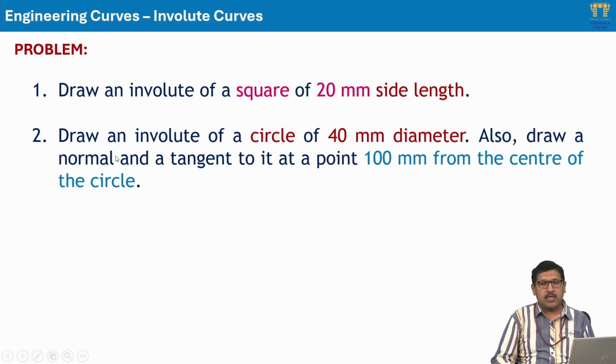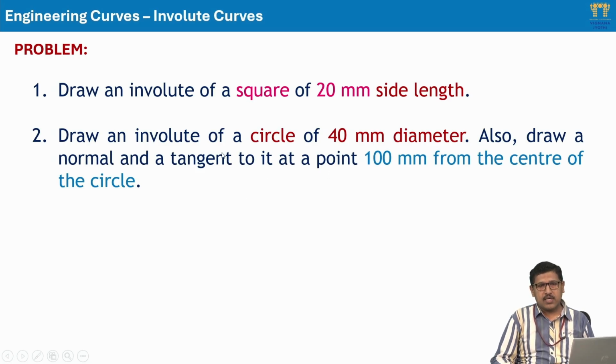Now we will go to the second problem, which is on constructing the involute of a circle. Polygonal shapes have specific sides. So drawing the involute of such polygonal shapes is a bit easy, but in the case of a circle, we don't have such sides. It is a curve. So we need to follow a slightly different procedure.